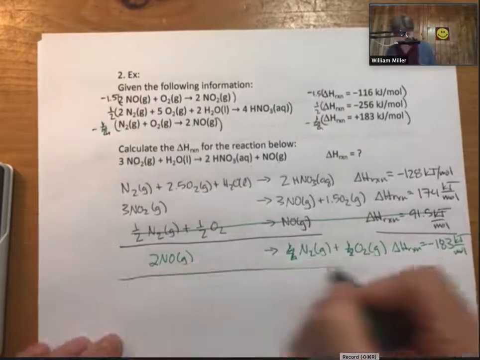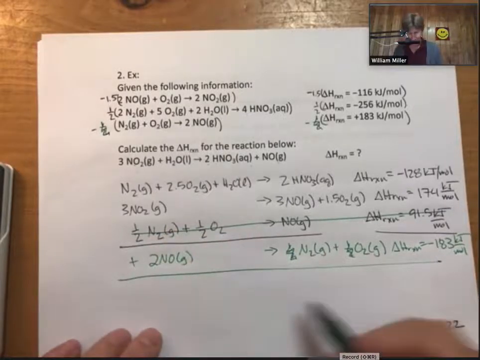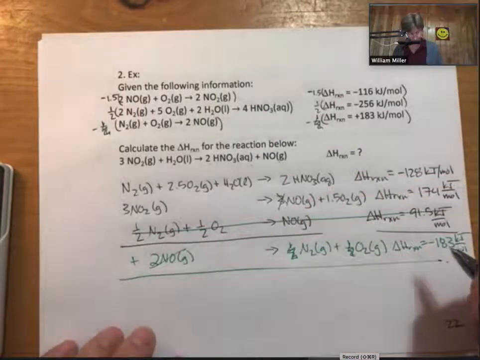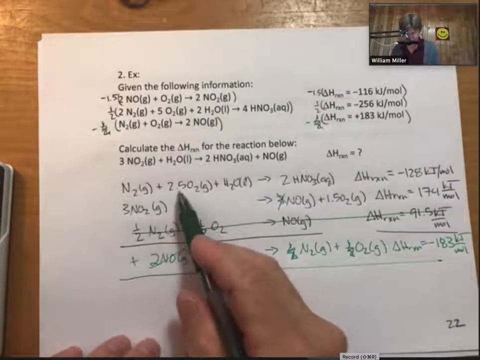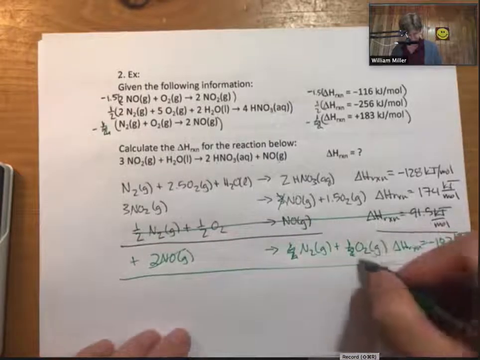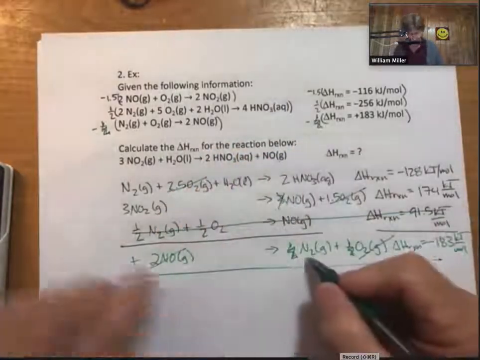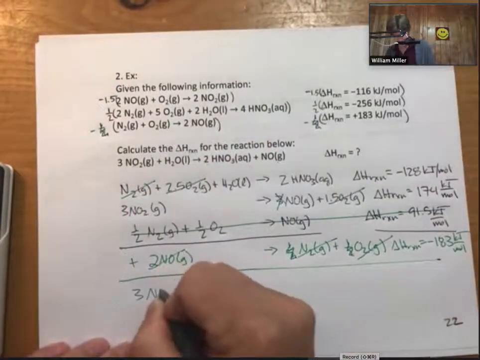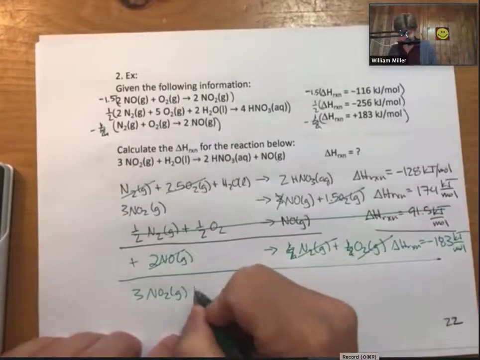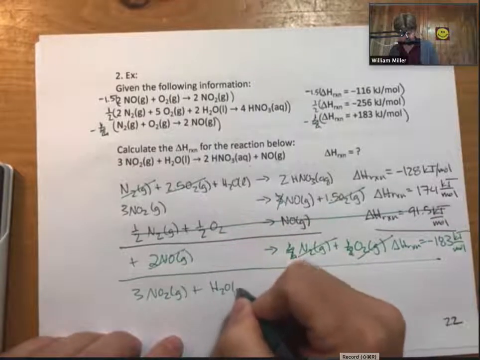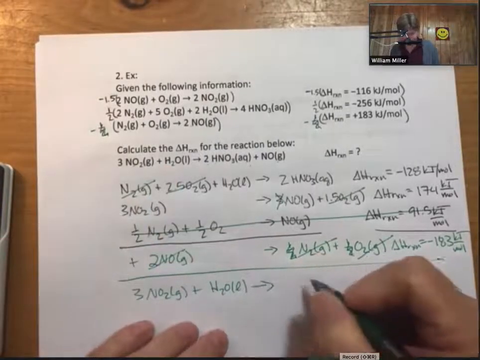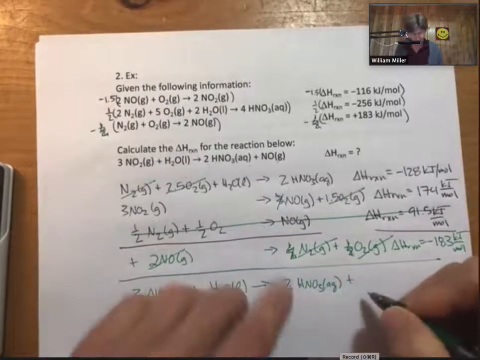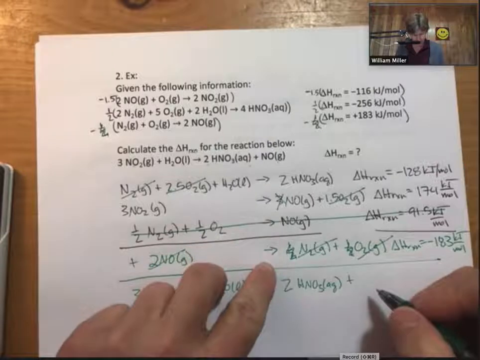All right, let's see if this works out. Now I have 2 on this side and 3 on that side. Good. I have 3, good. I have 2.5 O2, 1.5 plus 1. I have an N2 and an N2. Now all I'm left with is 3 NO2s plus H2O. All right. Goes to 2 nitric acid plus, is there an NO in here somewhere? 1 NO.